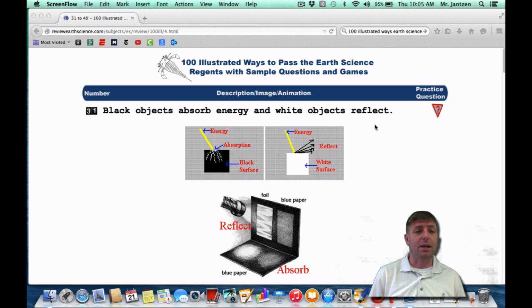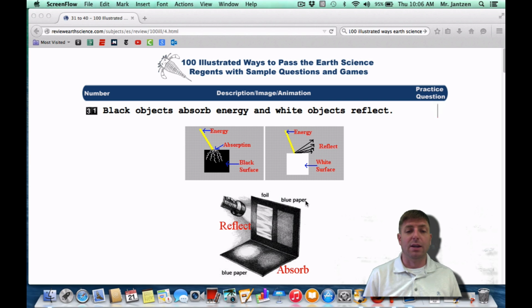Number 31, black objects absorb energy while white objects reflect energy. Once again, that dark color is going to have the ability to heat up very quickly. If you ever think about wearing a dark shirt and how hot it can get, and white objects will reflect the energy, okay? And as illustrated here, there's a lot more absorption going on with the dark object and a lot more reflection going on here with the white object.